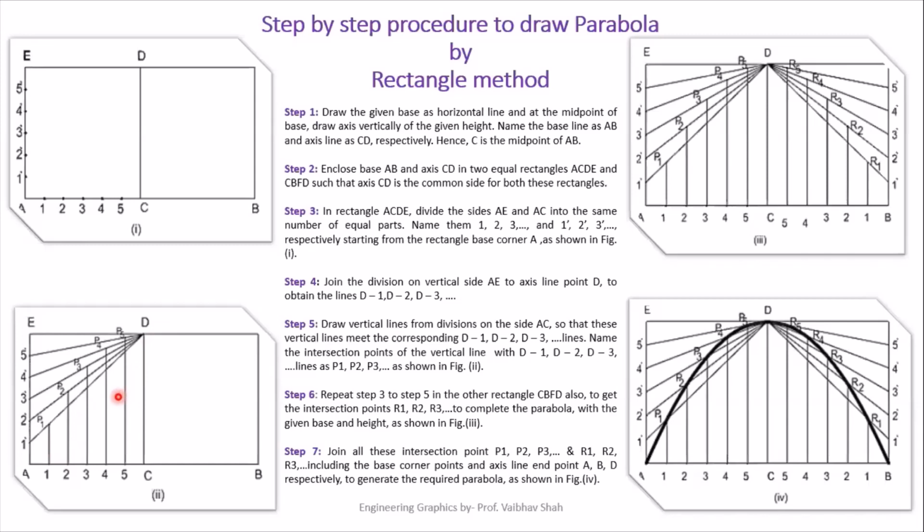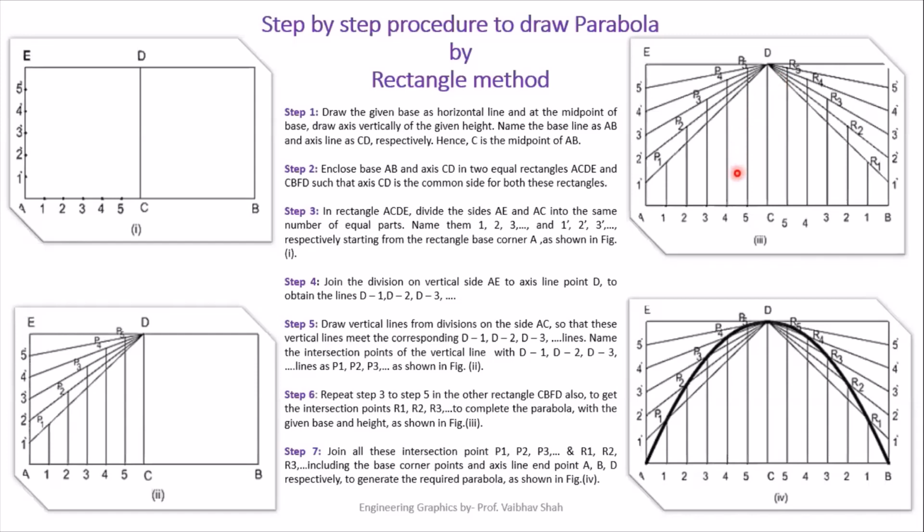Now we have to draw the similar construction for the right hand side of your rectangle, which is CBFD. So you have to follow the similar procedure to get these points R1, R2, R3, R4, R5, which are nothing but the intersection points of this vertical line with this inclined line. Likewise, we have got these points on this diagram also, where the vertical line intersects the inclined line. We will have these points as P1, P2, P3, P4, P5. So we have to just find these points P1, P2, P3, P4, P5 on the left hand side of your rectangle, and follow the similar procedure to find the points R1, R2, R3, R4, R5 on the right hand side of the rectangle.